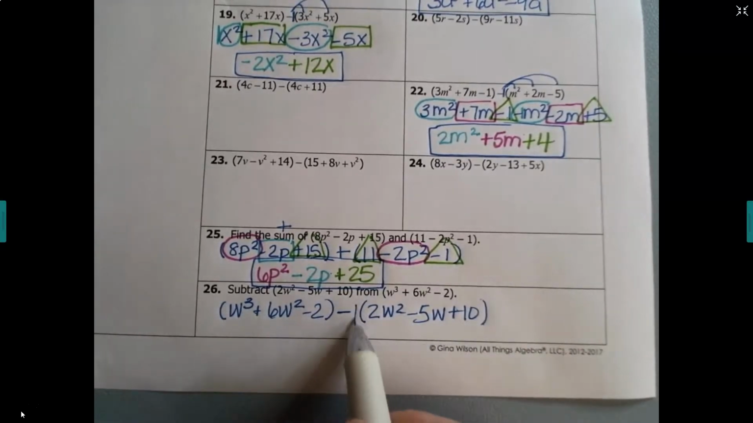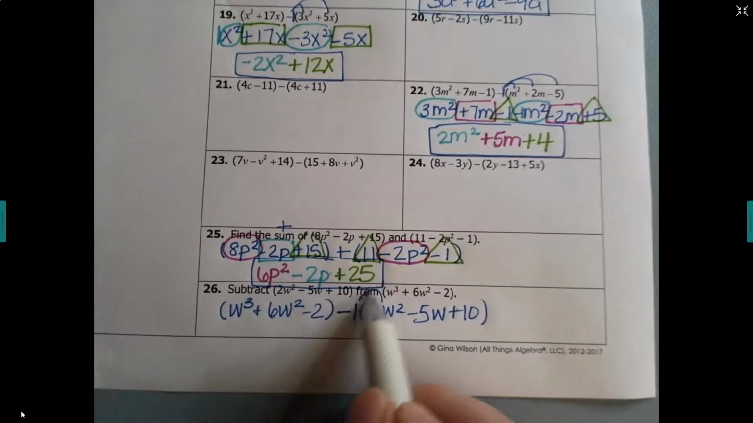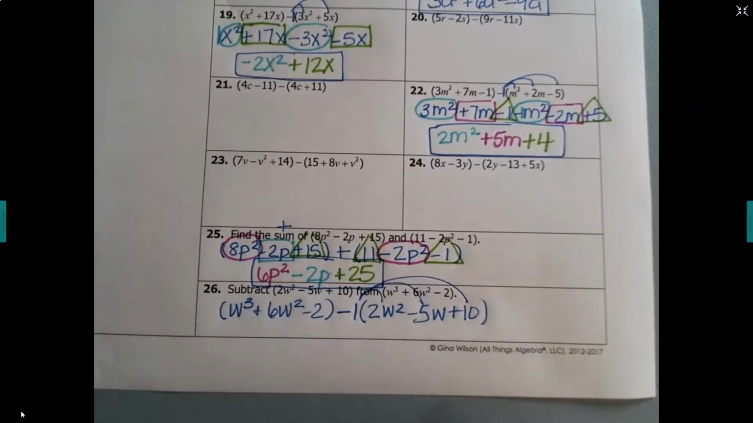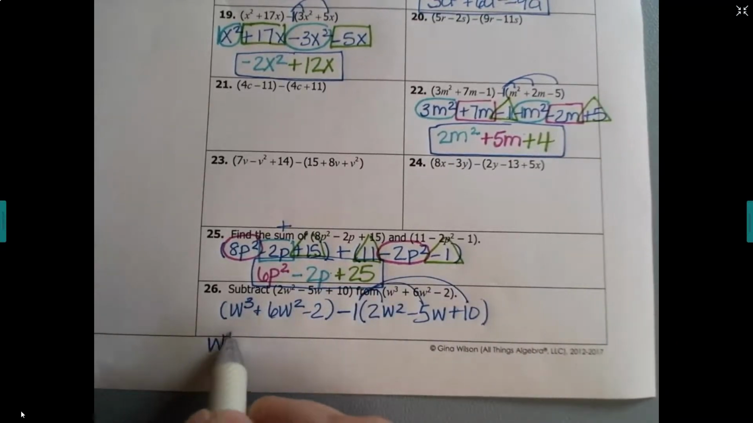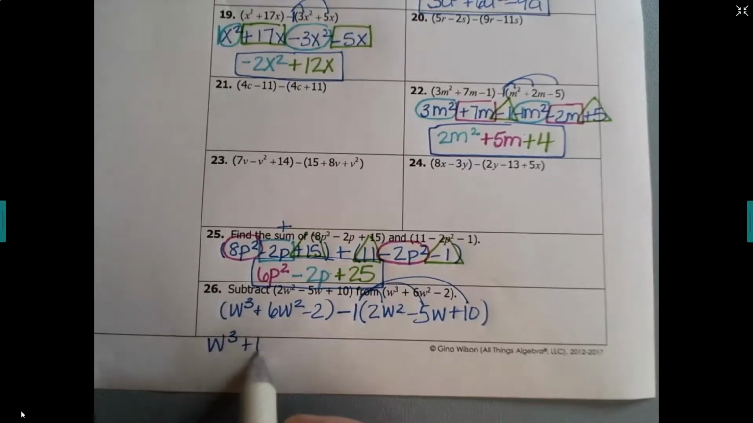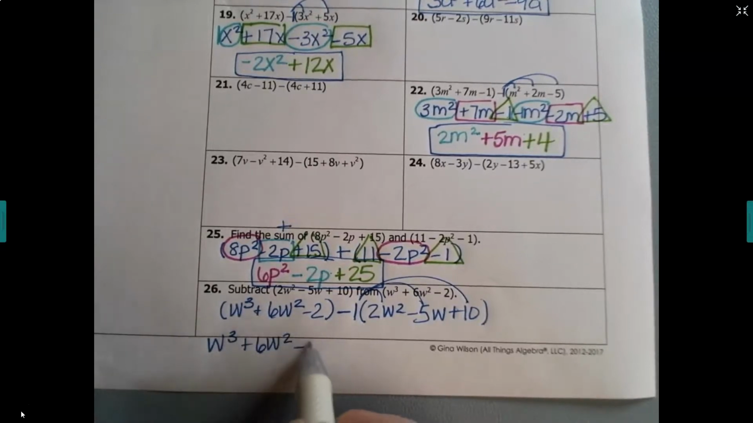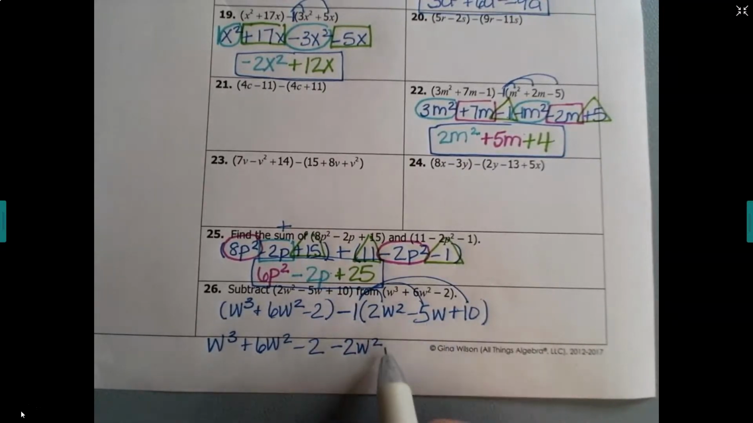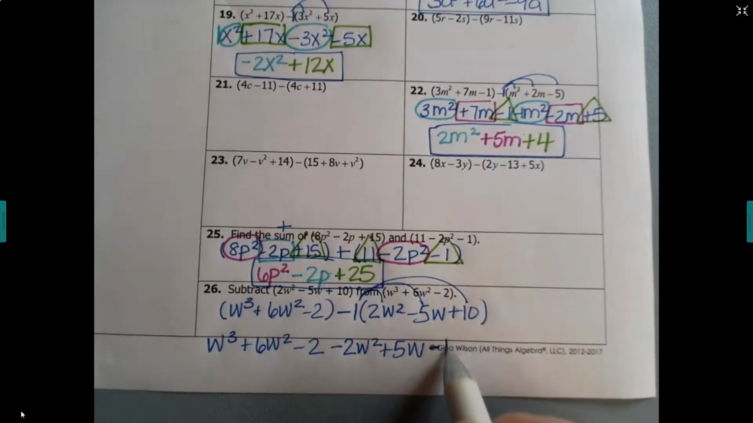You have a minus sign in between. That means you got to distribute the negative 1 all the way through. Nothing happens at the front end. W cubed plus 6w squared minus 2. That's a positive 2w squared, so it becomes negative 2w squared. Negative 5w becomes positive 5w. Positive 10 becomes negative 10. Now we can look at our like terms.